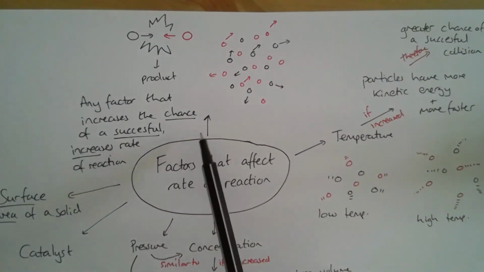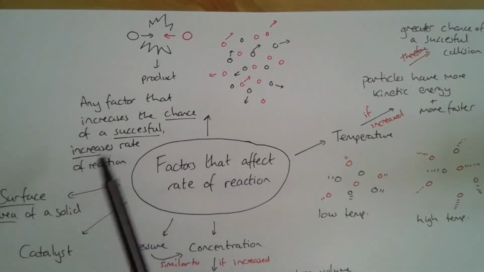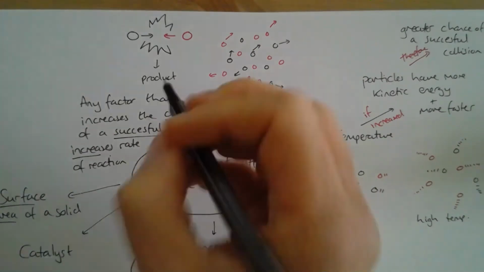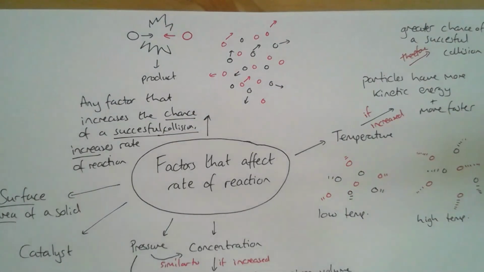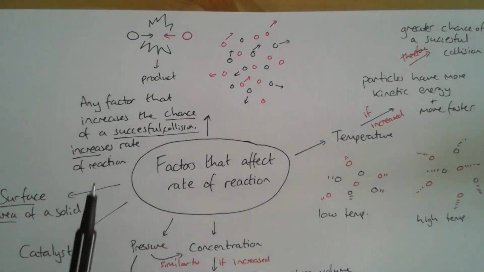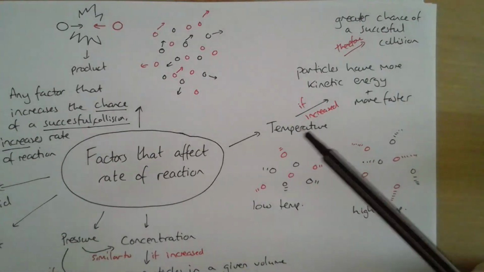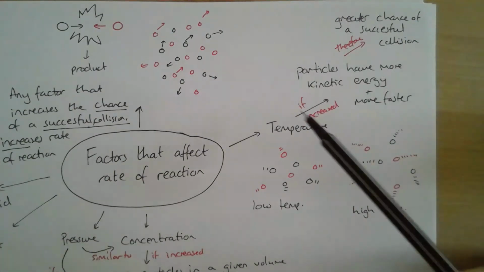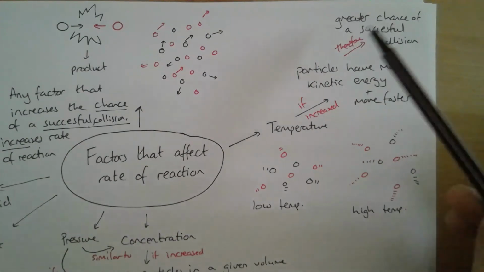So it's key that we understand the idea of collision theory. Any factor that increases the chance of a successful collision increases the rate of reaction. I've just realised I've missed off the word collision there, so that was lucky that you reviewed that. So any factor that increases the chance of a successful collision increases the rate of a reaction. Temperature. If we increase the temperature, particles have more kinetic energy and they move faster, and therefore there's a greater chance of a successful collision at a higher temperature.